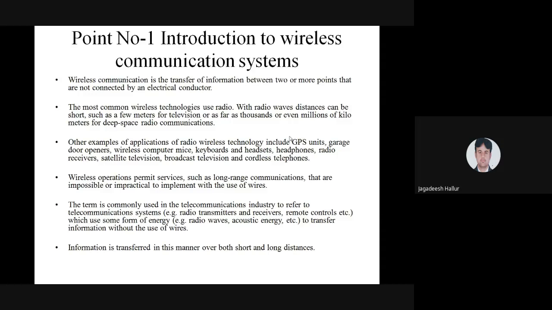The most common wireless technologies use radio waves, electromagnetic waves, as the carrier. With radio waves, the distances can be short, such as a few meters for a television remote, or thousands or even millions of kilometers for deep space radio communications. We use radio waves as the carrier for short distances, longer distances, and space as well.